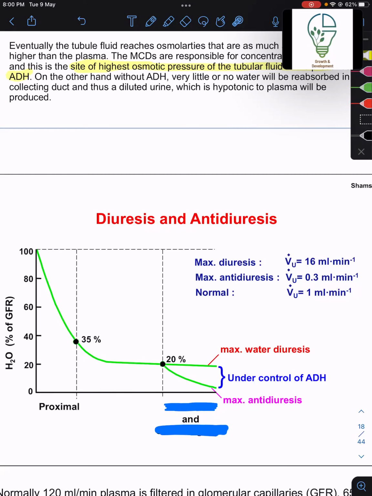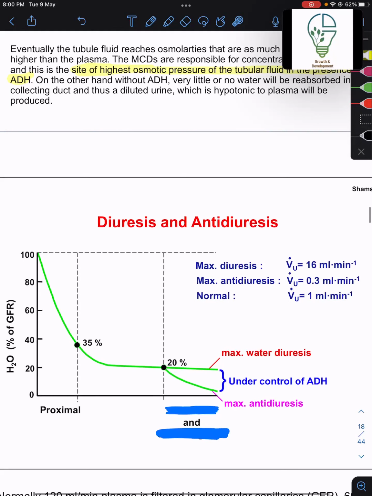Okay, the next 20% is under the control of ADH, and that's going to depend on whether I'm hydrated, and other factors, right? Am I sweating, and so on. What they want you to understand is that ADH actually only controls 20% of water reabsorption. It only has a fairly small role compared to what you might expect. Most of it happens before the collecting duct.